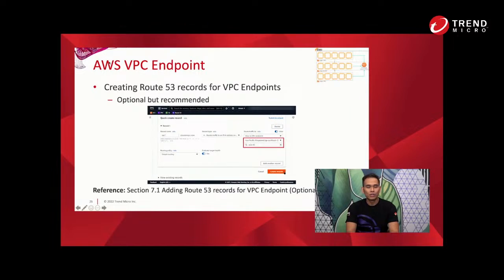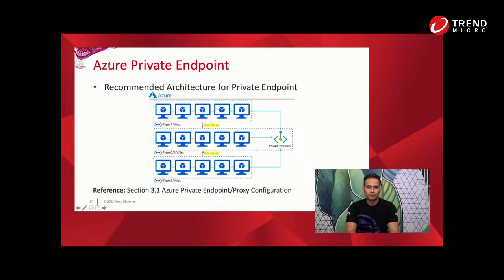This is for the creation of Route 53 for VPC endpoints. This is optional but recommended as best practice, especially if you have multiple endpoints to manage. Okay, so I've gone through the AWS network requests and the VPC creation.